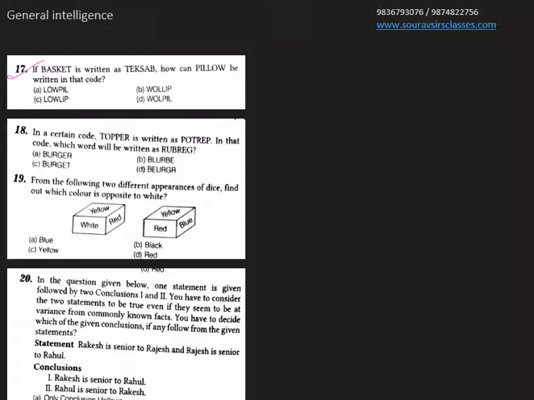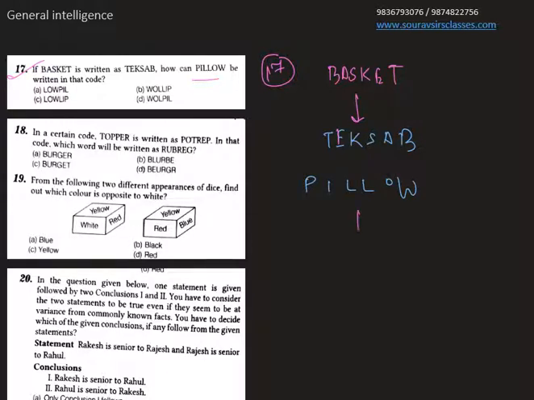If a basket is written as TEKSAB, how can pillow be written in that code? So basket is written in this way, TEKSAB. As we can see, in that particular code, we just reverse the word basket. Therefore, pillow can be written as WOLLIP. Therefore, option B is the correct answer.